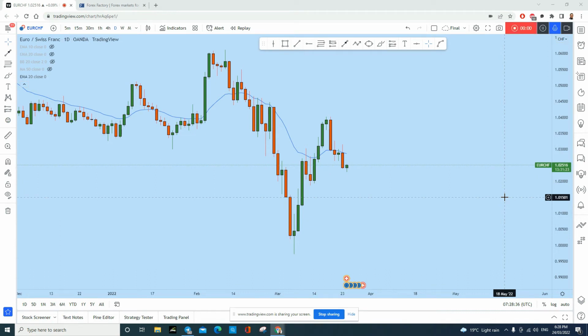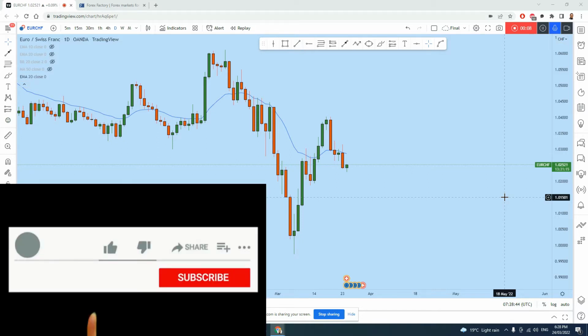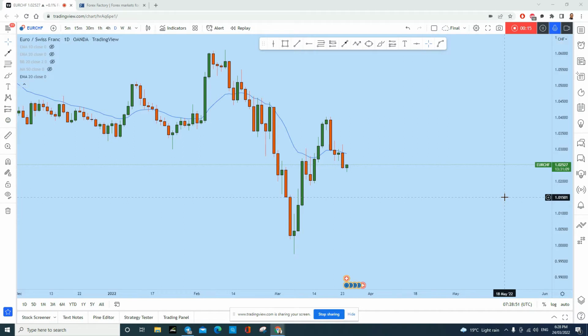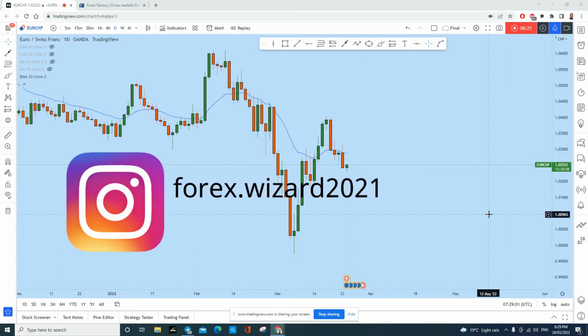What's up, traders? So let's do a full multi-time frame analysis of Euro CHF. Let's find out what kind of trading opportunity we have in this instrument. Now, Euro CHF, what you see on the chart is the daily chart, and we may have a significant trading opportunity later today. So let's see A to Z how we can find a trading opportunity. I will be doing a complete multi-time frame analysis.